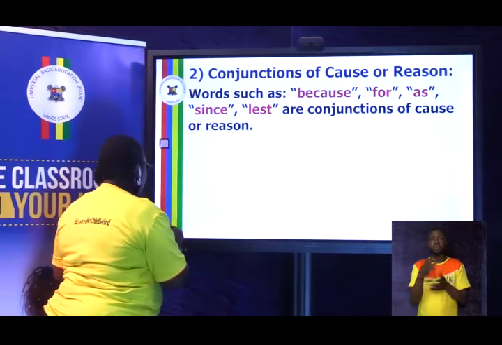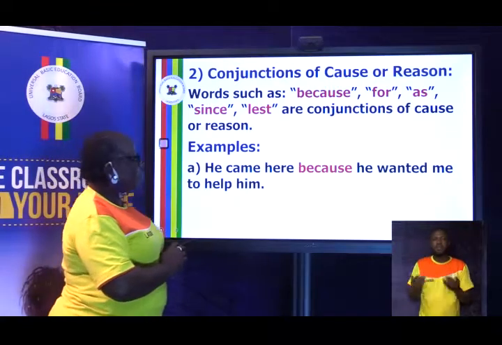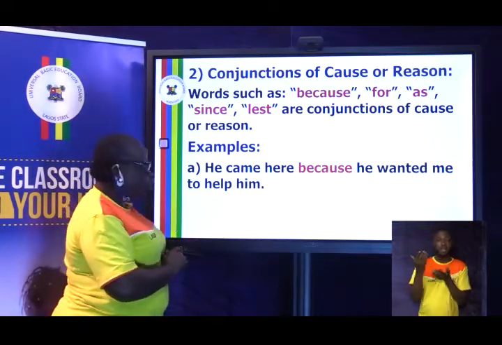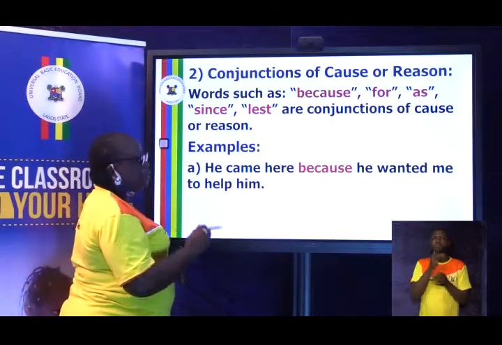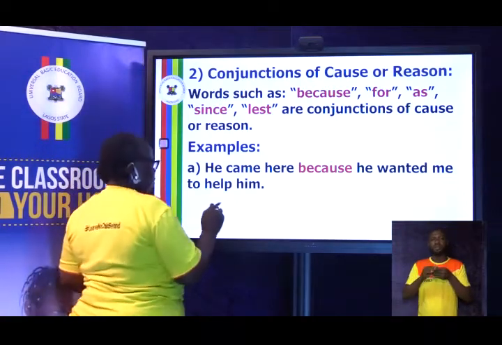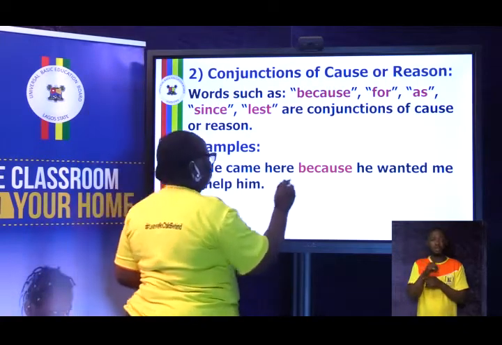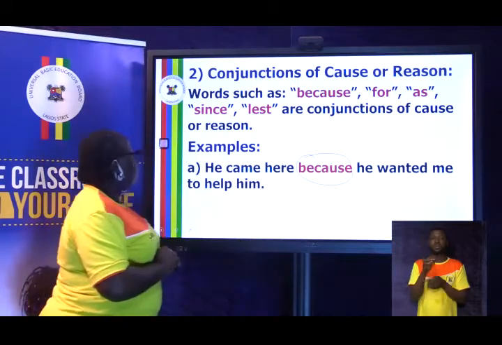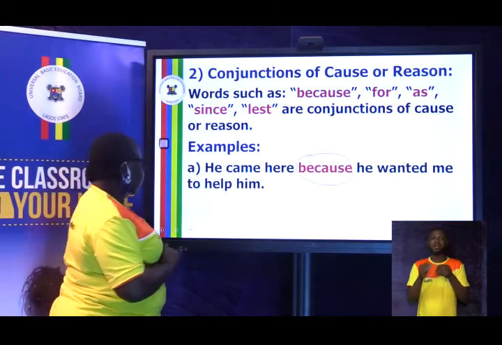Let's have examples of conjunctions of cause or reason. He came here because he wanted me to help him. Now, what is the linking word or the conjunction in this sentence? It is because. That is the conjunction of cause or reason in that sentence.